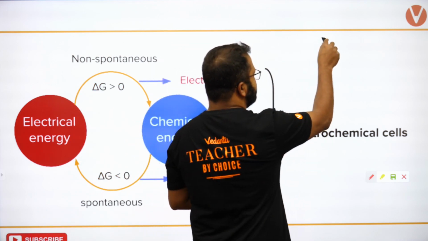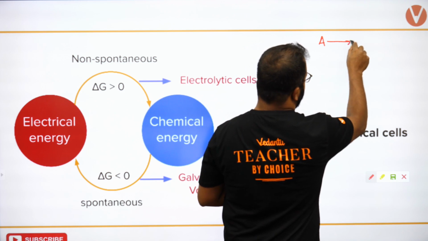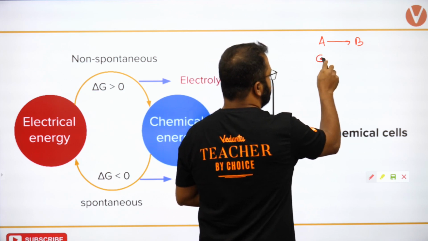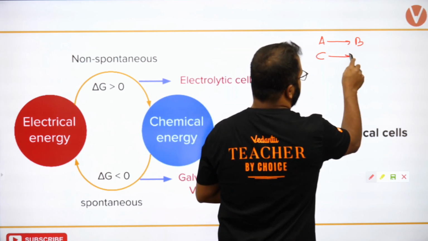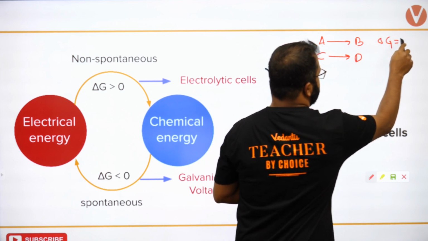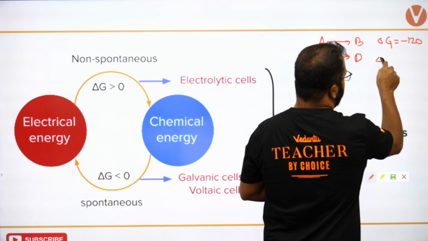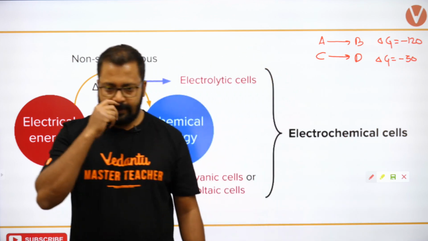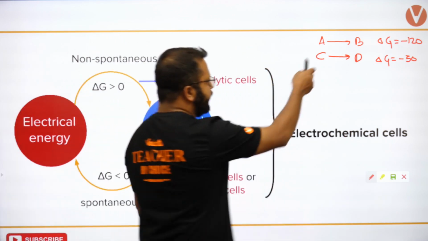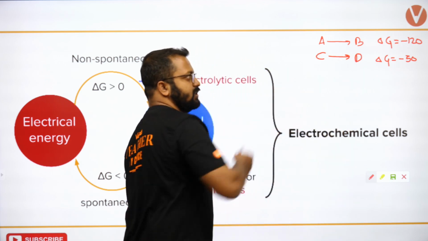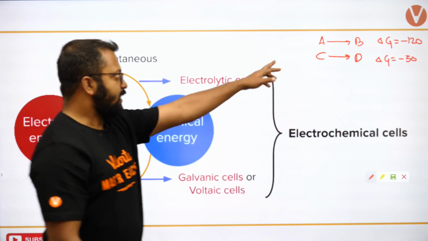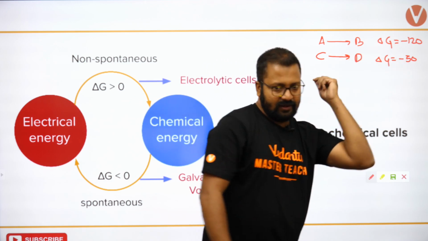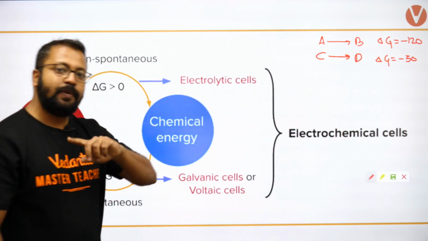Let's say there is a process, A changes to B, and there is another process, C changes to D. For this delta G is minus 120, for this delta G is minus 50 kilojoule per mole. Now can you tell me which process is more favorable, the first one or the second one? A to B is more favorable.